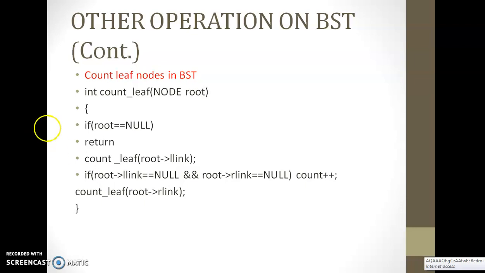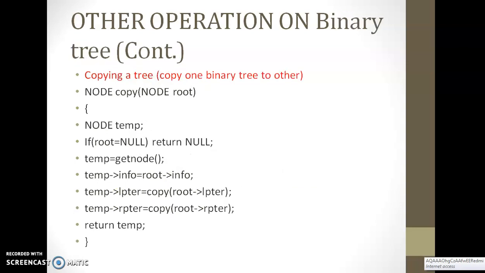For that, I'm taking the count variable, visiting each of the left links, then checking the condition. If it does not contain any left child and any right child, that time it is a leaf node, then increase the leaf count. Similarly, traverse through the right child recursively. Then display the result. In this way we get the number of leaf nodes in the given tree.